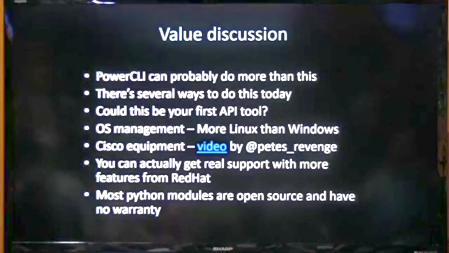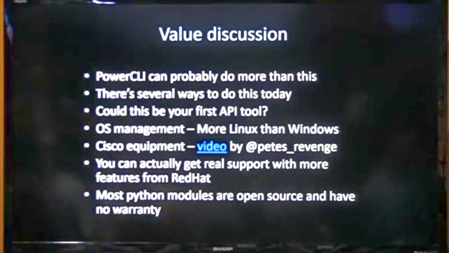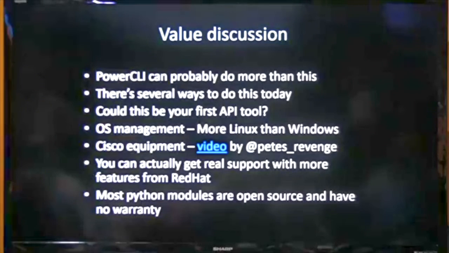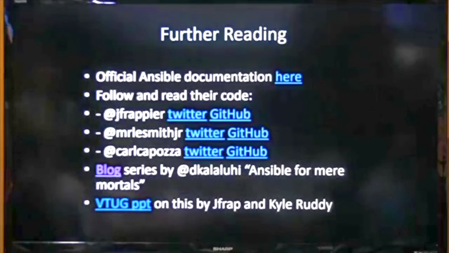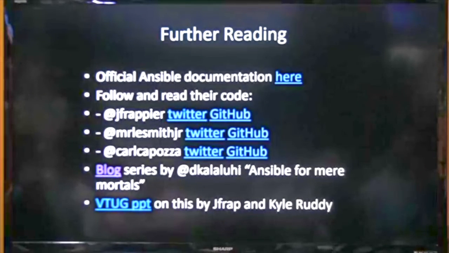No, I think I'm good. Now, most Python modules are open source. The ones that are listed on the Ansible site don't offer warranty. So where can I get the warranty here? VMware offers support for the API. So as long as you're hitting the API, VMware should be able to support you no matter how you do it. Okay.